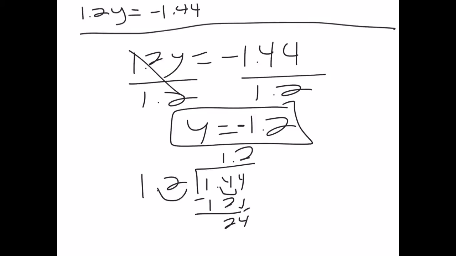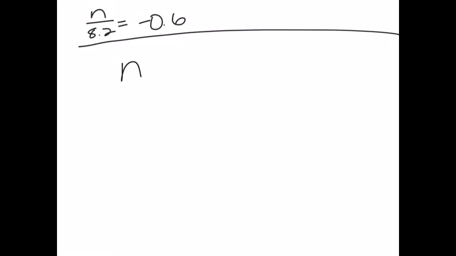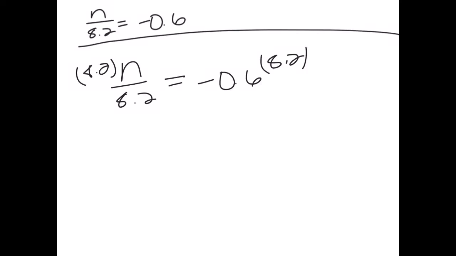To do this, it would be n divided by 8.2 equals negative 0.6. Then you would multiply 8.2 by here, and then multiply it to this side. Then you'd cancel these out and be n equals. Then you multiply 8.2 times 0.6.